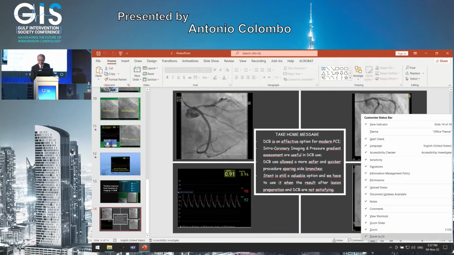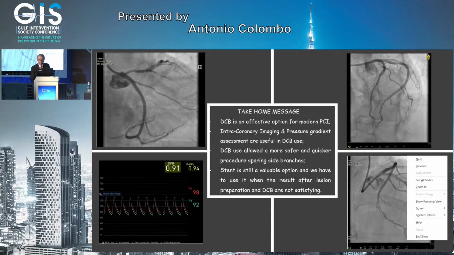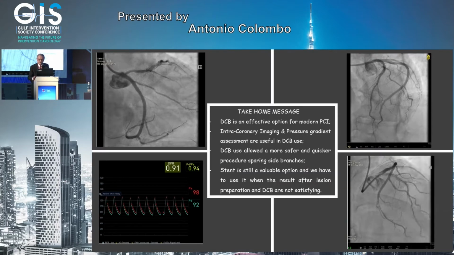I think we go to the last slide where you see, in this case, we didn't implant any stent, and the final gradient was 94. So this is another example of treating diffuse LAD disease without stenting, with PDPA as a reassuring element of safety.